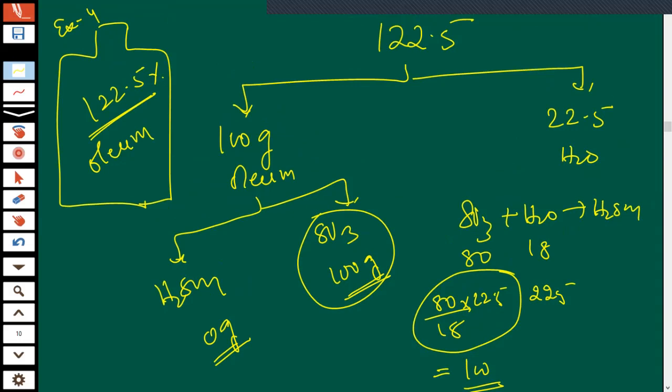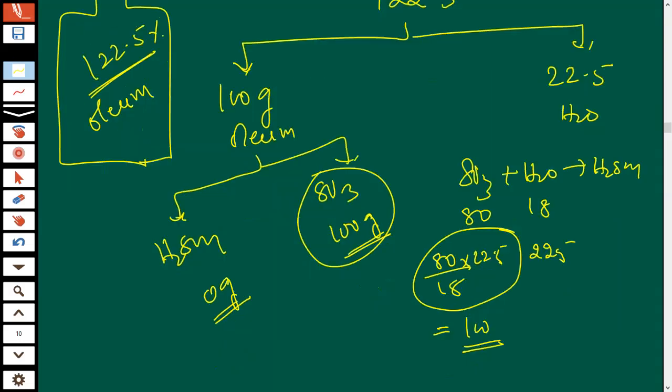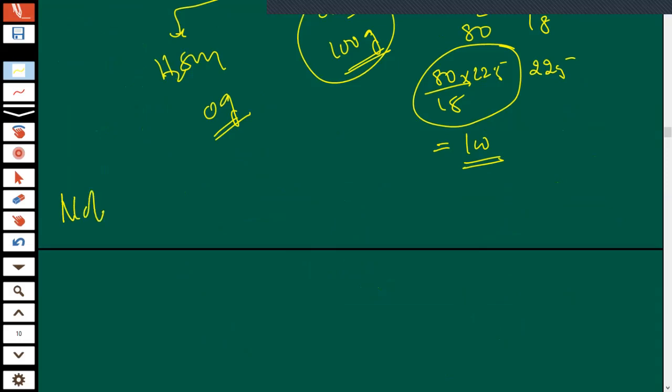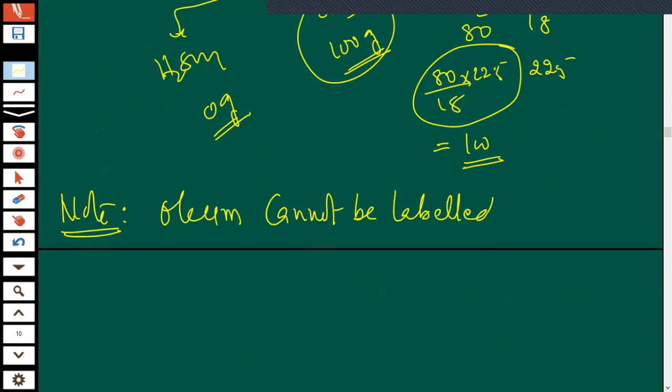So it means we cannot write percentage beyond 122.5. We cannot label oleum beyond 122.5. It is the maximum limit. Note it down. Oleum can't be labeled beyond 122.5%.